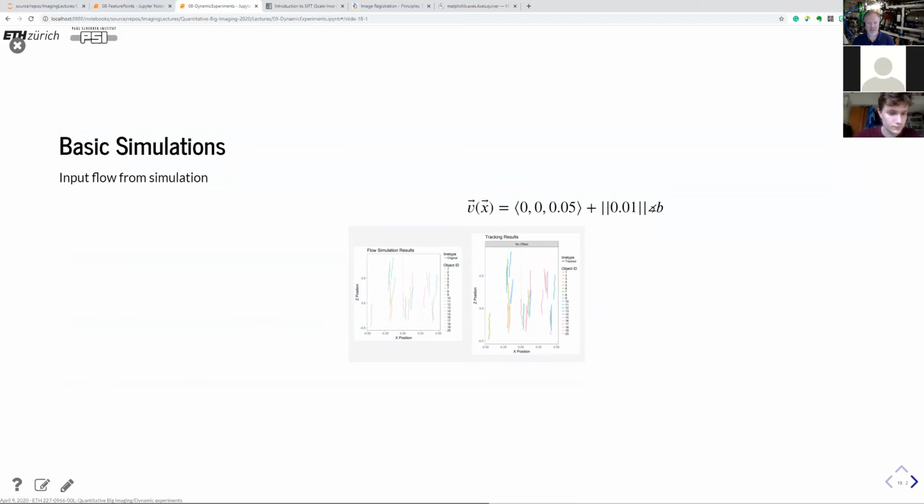Here is an example that became pretty small, but there was a flow simulation of different flow tracks, and there was an introduced jitter of not so much, but well, a little bit at least, going in any direction with a fixed amplitude. Then you can see what the tracking is doing with these, and it seems like the nearest neighborhood tracking is doing pretty well.